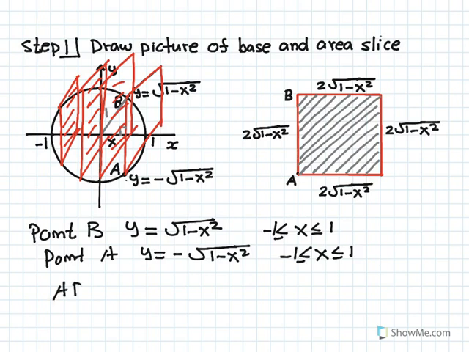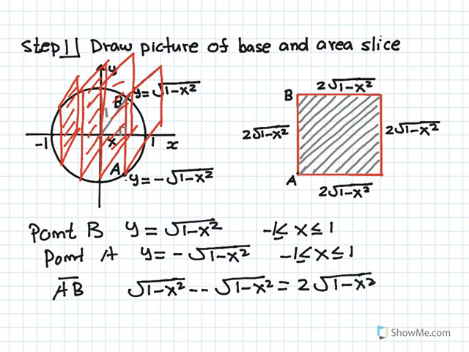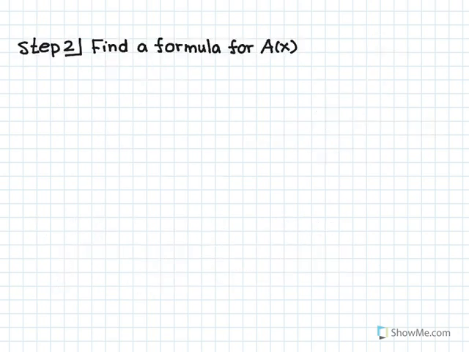So AB, this line segment AB, has a length of root of 1 minus x squared, the top y value, minus the bottom y value, minus root of 1 minus x squared, and that's equal to 2 root 1 minus x squared. This is the length of AB, and we have a square, so we just basically multiply it by itself and get the cross-sectional area of the square slice.